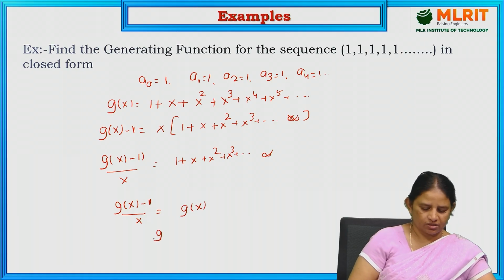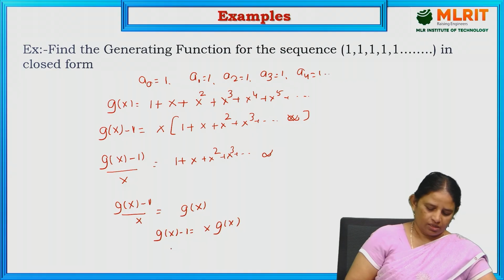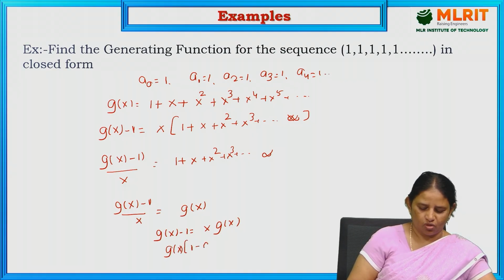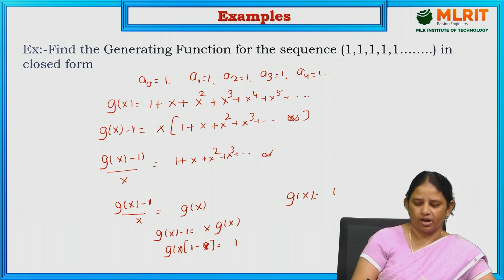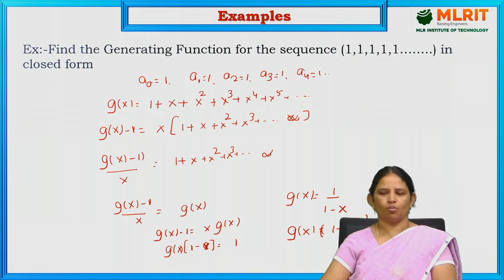Then g of x minus 1 equal to x into g of x. That is, g of x, take it as common: g of x times (1 minus x) equal to 1. So g of x is equal to 1 by 1 minus x. That is, g of x is equal to (1 minus x) to the power of minus 1. That is the closed form of the generating function.